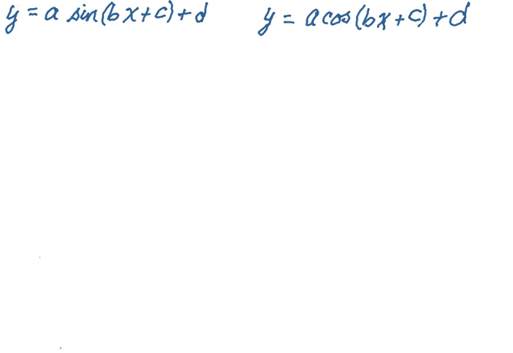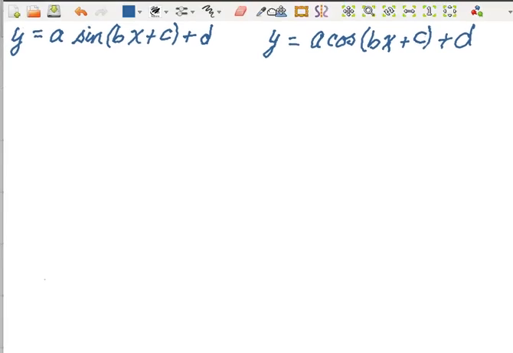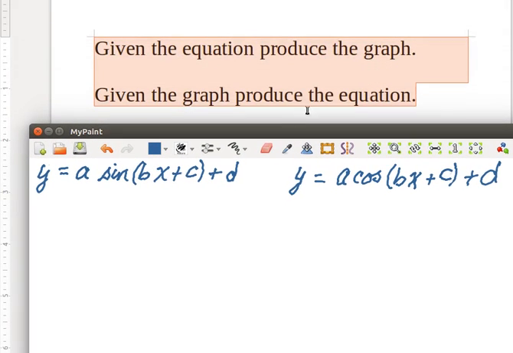You'll be asked to do one of two things with these. Given an equation, where a, b, c, and d are constants, be able to produce the graph, or given the graph of one of these, be able to recognize that it would have an equation of one of these forms and find the a, b, c, and d that would make that work.